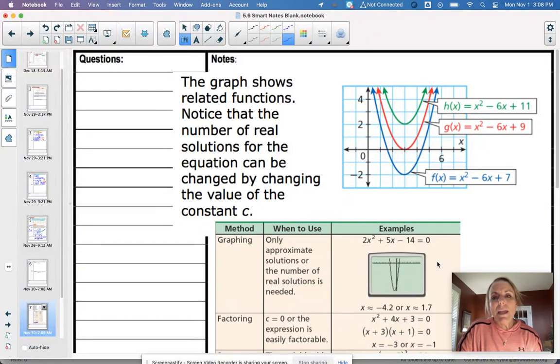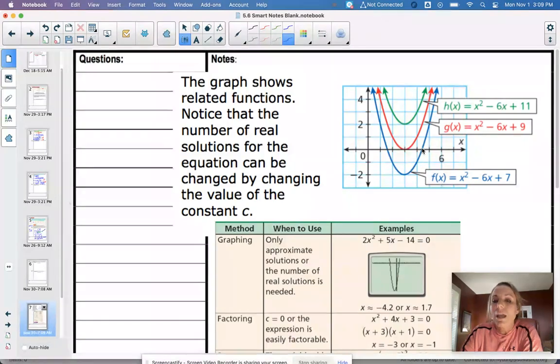And the final page here shows a graph relating three different functions, the blue, red, and green. They all have the same a value and b value, and the only difference is their c value, which is showing how they're changing. So notice that the number of real solutions for the equation can be changed by changing the value of the constant c. That's exactly what's happening here. The green is going to have two complex solutions. The red is going to have one real, and the blue is going to have two real solutions.